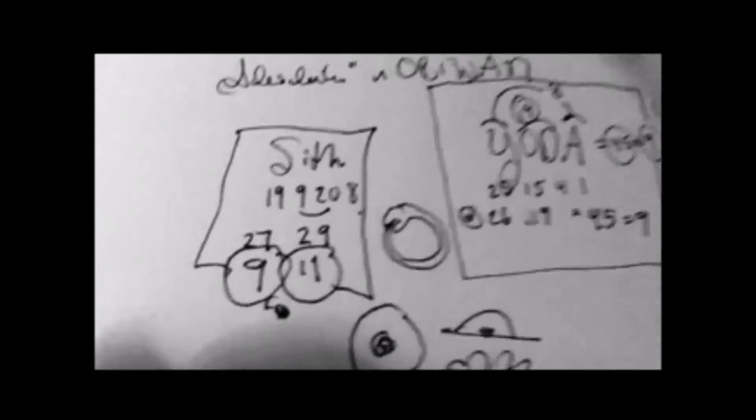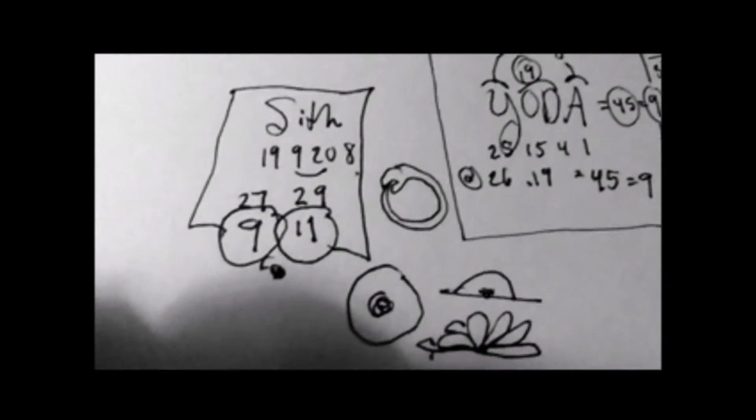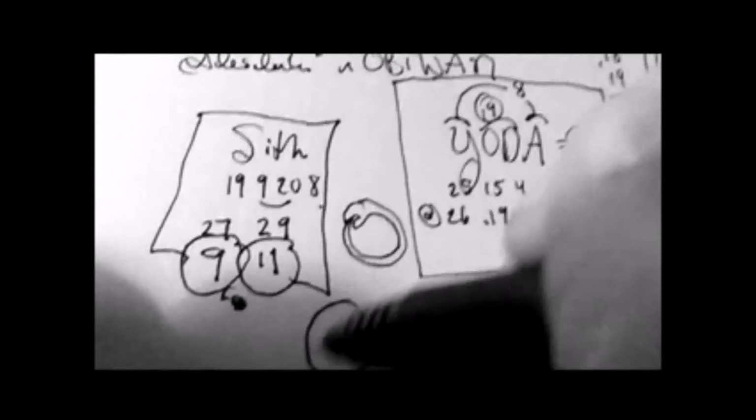So this is why it's like untangling Christmas lights. We don't know, and so we just have to keep looking at the clues.